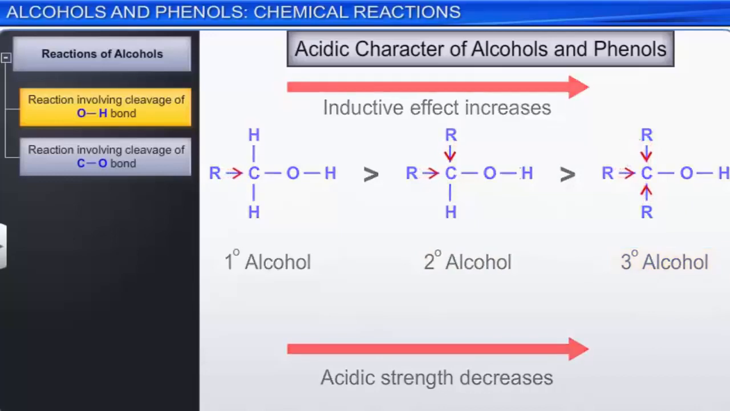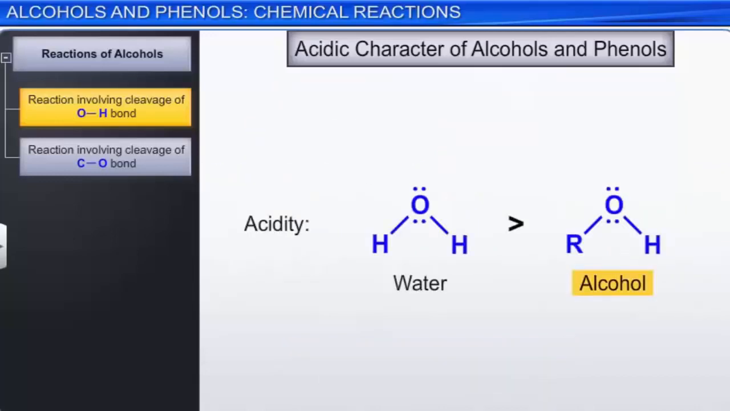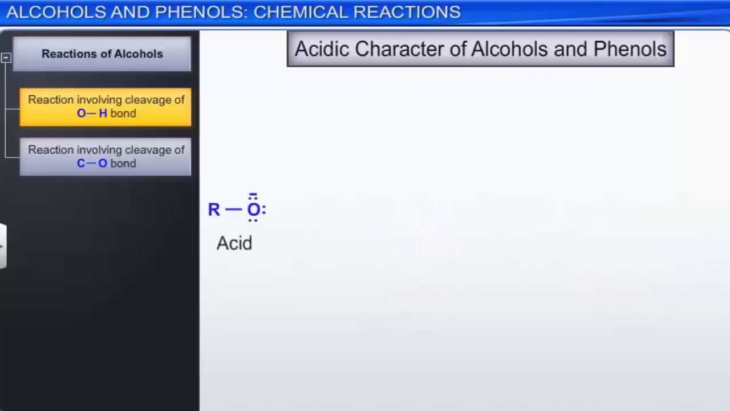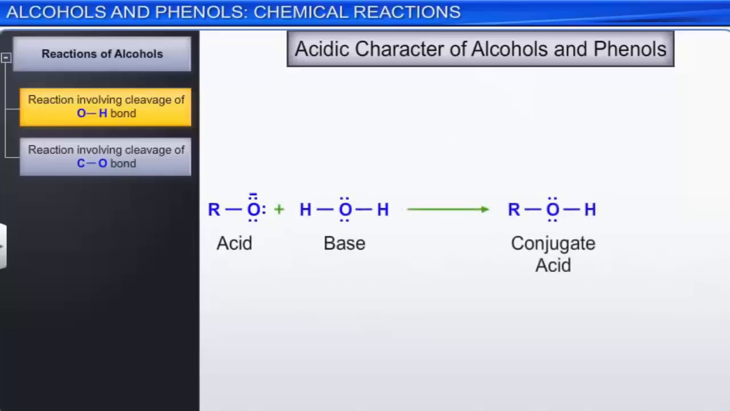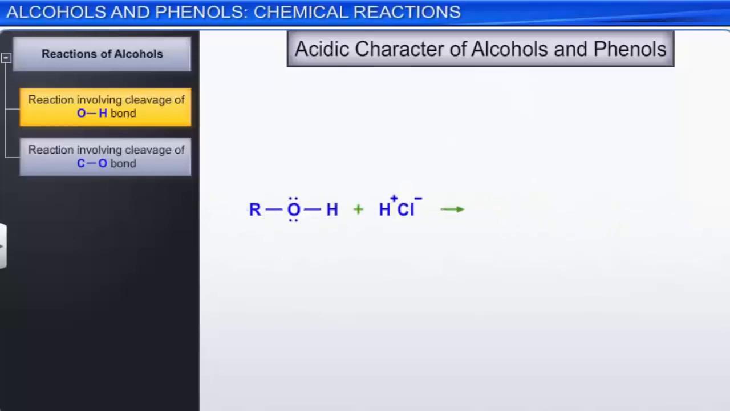Alcohols are weaker acids than water. We know this because alkoxide ions react with water to form the alcohol, the conjugate acid, and a hydroxide ion. Since this reaction favors the products, it means that water is a better proton donor than the alcohol. Versatile alcohols can also act as Bronsted bases or proton acceptors.